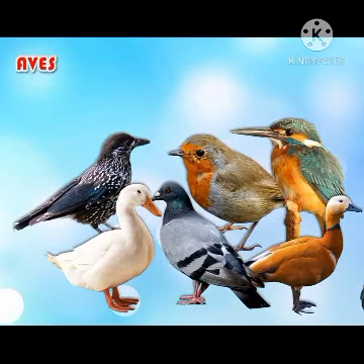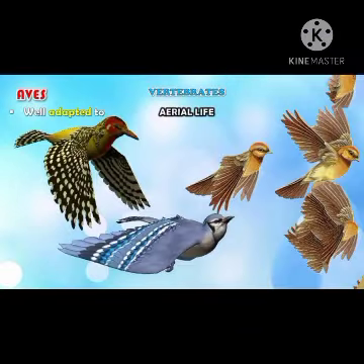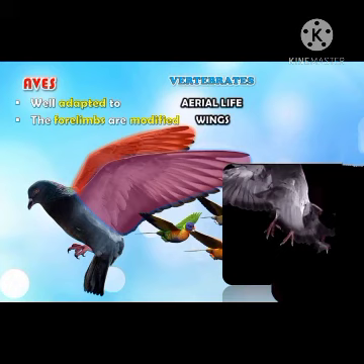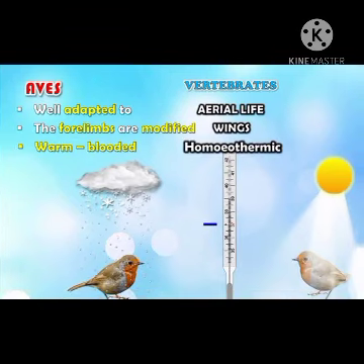Now let's study the next class, that is Aves. Vertebral column is present. They are well adapted for aerial life, so they can fly. The biggest modification in them is that forelimbs are modified into wings and bones are hollow from inside so that it can reduce body weight and fly easily. They are warm-blooded. It means the body temperature will remain the same even if the temperature in the surroundings changes. So, they are also called homeotherms.